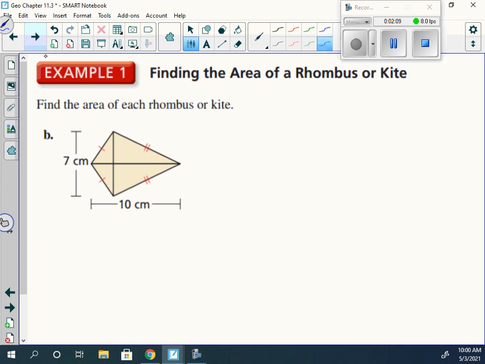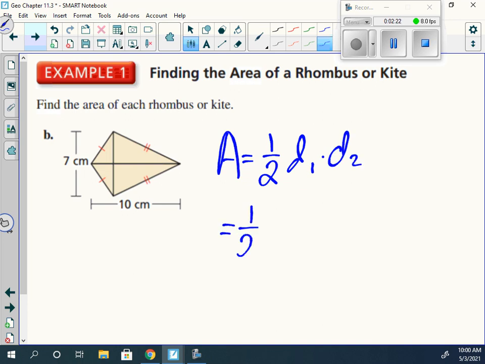So this one here is a kite because we have two sets of consecutive congruent sides. But its overall area is going to be the exact same. 1/2 of diagonal 1 times diagonal 2. So if we look at this here, what would our two diagonals be? 7 and 10.